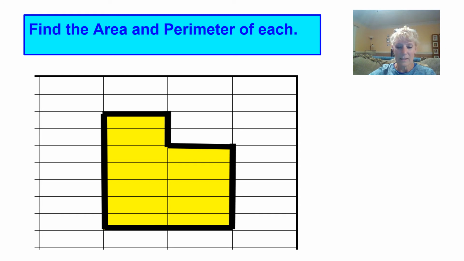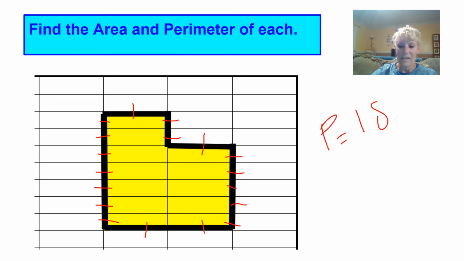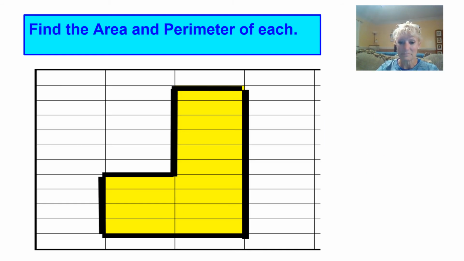All right, let's start with perimeter. 1, 2, 3, up to 18. So we had a perimeter of 18. Now for area, we count inside 1, 2, 3, up to 12. So we had an area of 12. I hope you got that too. All right, try this one.